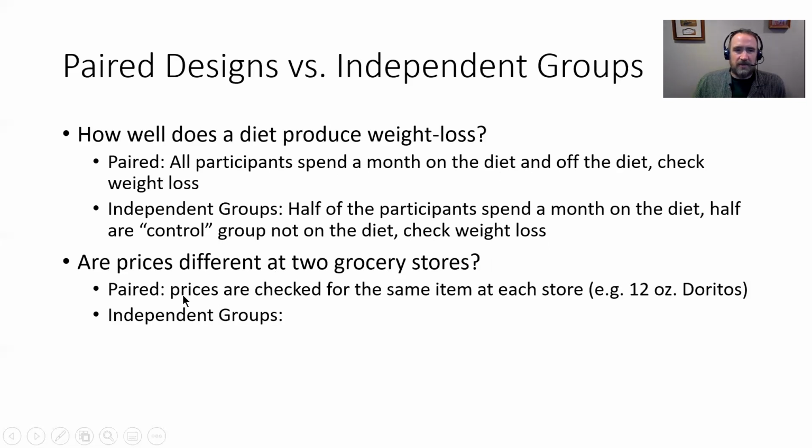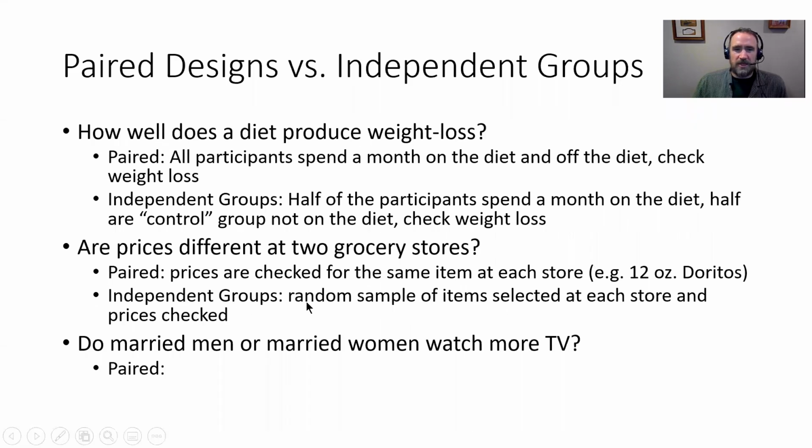Here for a paired design, what we could do is check prices for the exact same item at each store. For example, we go in, look for the 12-ounce bag of Doritos at each store and check the price. Then we'd get a pair of scores that we could compare to each other. Think about what an independent groups design might look like.